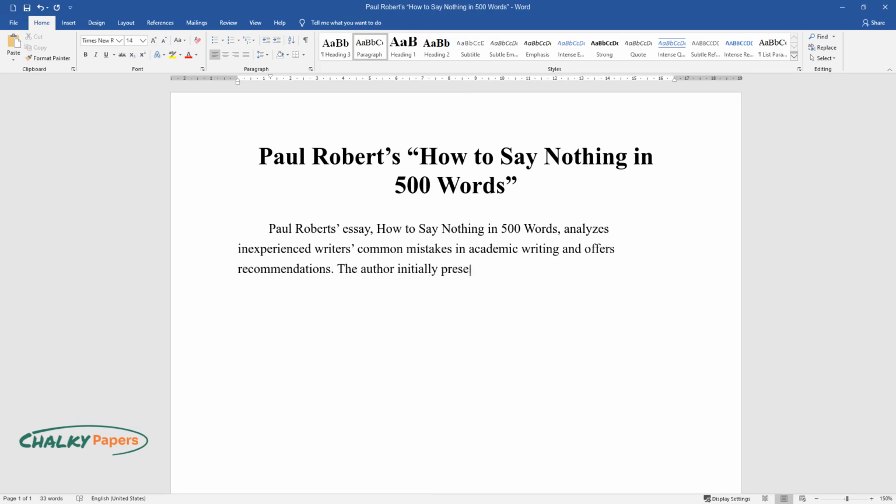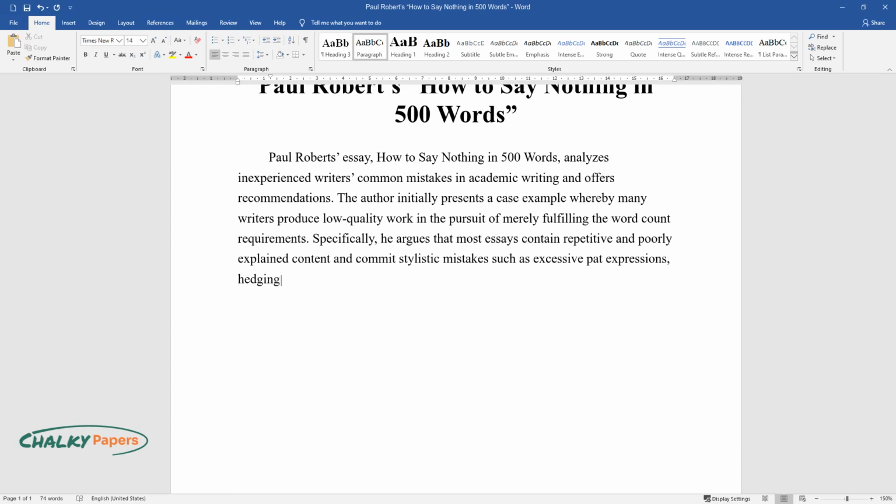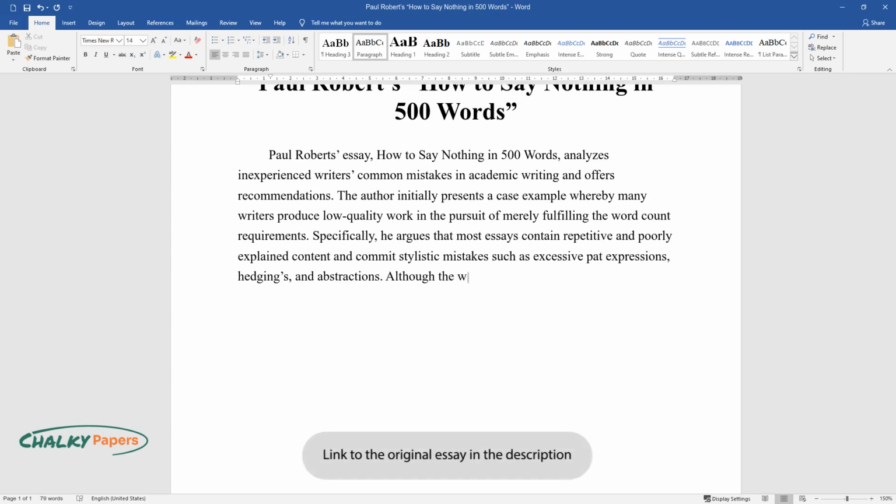recommendations. The author initially presents a case example whereby many writers produce low-quality work in the pursuit of merely fulfilling the word count requirements. Specifically, he argues that most essays contain repetitive and poorly explained content and commit stylistic mistakes such as excessive pat expressions, hedgings, and abstractions.